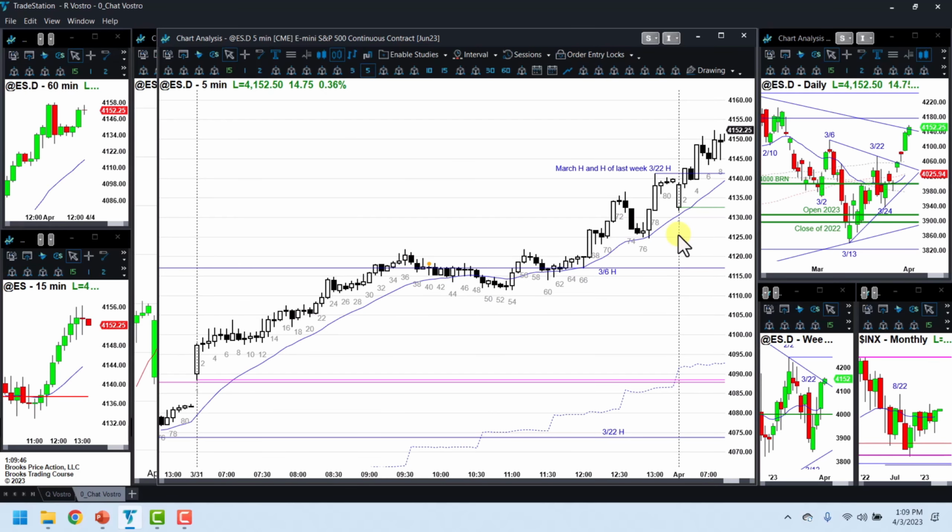And now we have another high 1. 8 is a pullback in a small pullback bull trend. No sign of a top yet, but it's a bear bar. So we have a bad buy signal bar 3, 6, and now 8. It's still a small pullback bull trend, so traders will buy for any reason.